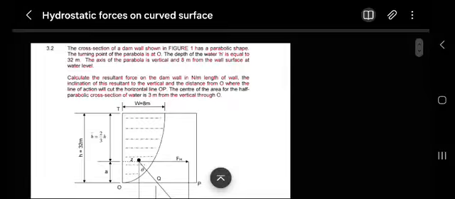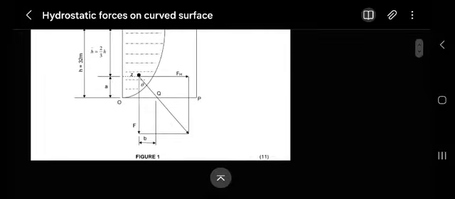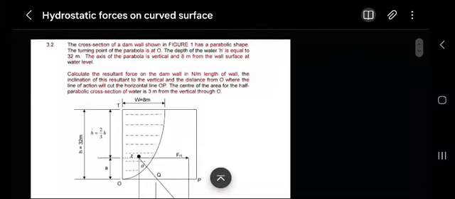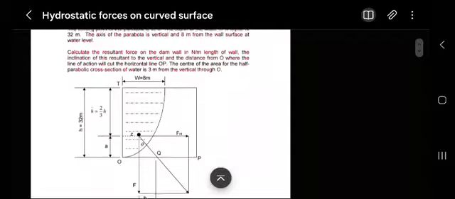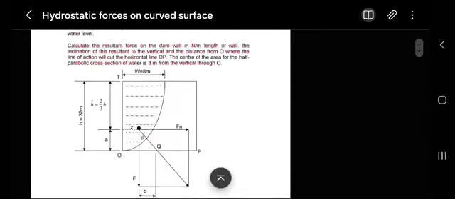So we know this is water. We should calculate the resultant and then the direction, all of that. We are supposed to find the horizontal component first. The horizontal component is given by density multiplied by gravity multiplied by area and by y bar.